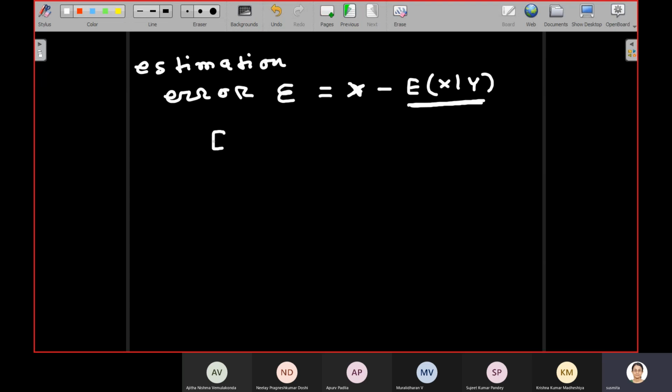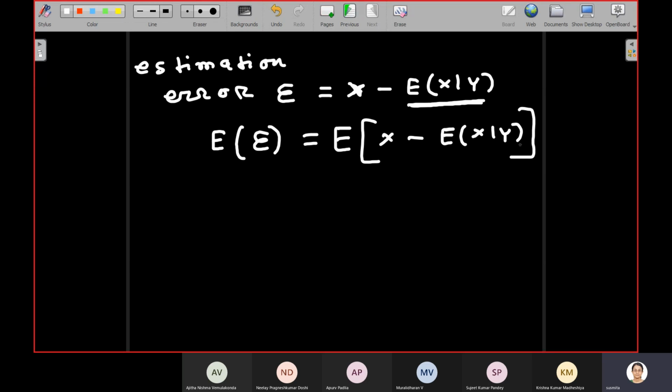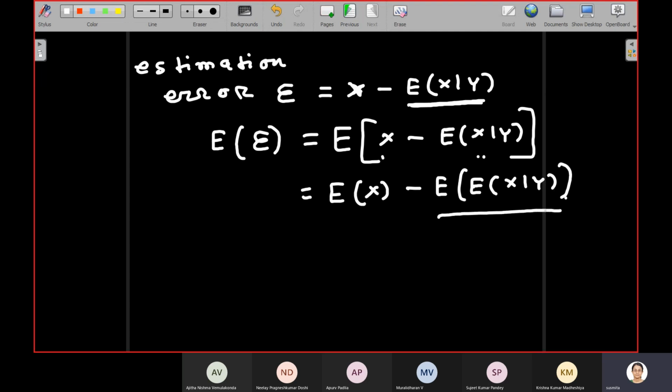What is the mean of the estimation error? To find the mean of the estimation error, we need to use the expectation of epsilon. The expectation of epsilon means the expectation of x minus the estimate. This is the estimate. Because expectation means integration, we can do the integration separately for each of these two terms. So we can do the expectation of x and then the expectation of x given y. Now I gave a homework problem where you need to show that this is actually the expectation of x. So the expectation of the estimation error is 0.